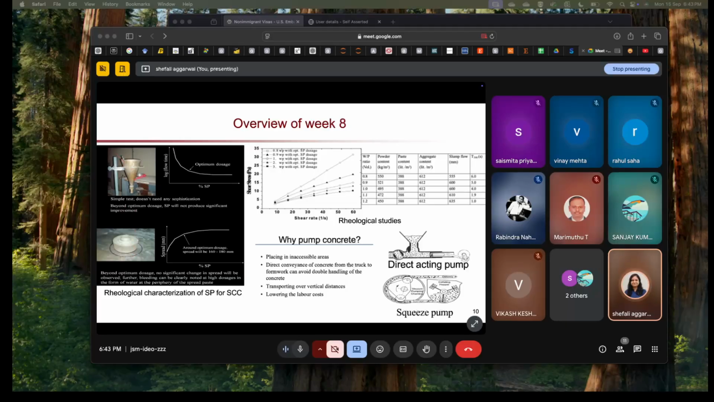In the Marsh cone test, we add different percentages of superplasticizer and then calculate the flow time. Let's say I added 1% of superplasticizer in our paste. I will fill this container fully, keeping my finger here, and then I will calculate the time it takes for the paste to flow from this funnel to the beaker kept below. That will give me the flow time. At different percentages you will get different flow times. At one particular dosage of your SP, after that you will start getting a linear graph, and that will give you the optimum dosage of your superplasticizer.